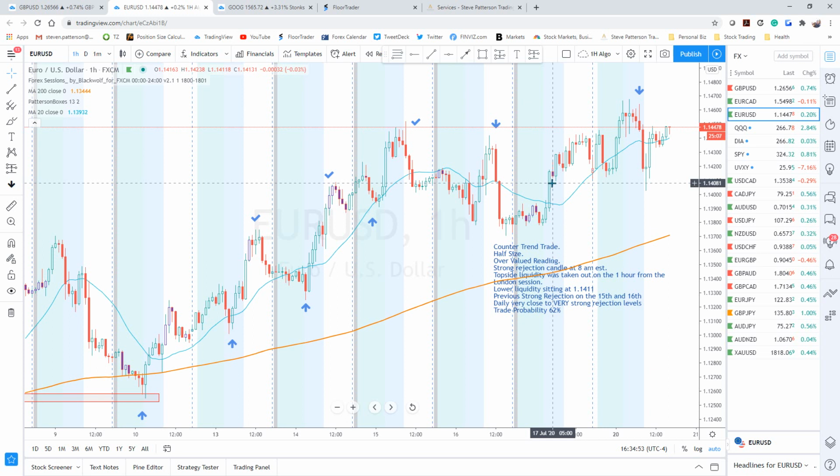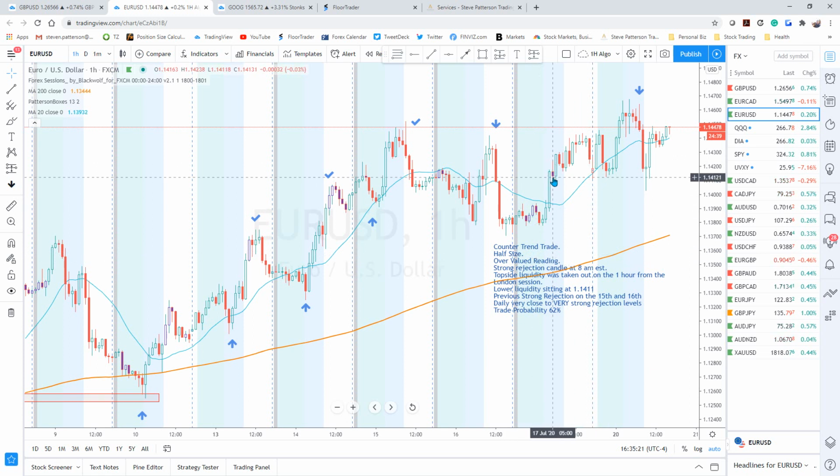When you're doing an overvalued condition against the trend, you want to take really small size. You don't want to do anything with big size. Counter trend trades are not very reliable, and so I usually do like 1/4, 1/3, or half size. So right off the bat, you can see it was a counter trend trade. I did half size in an overvalued reading.